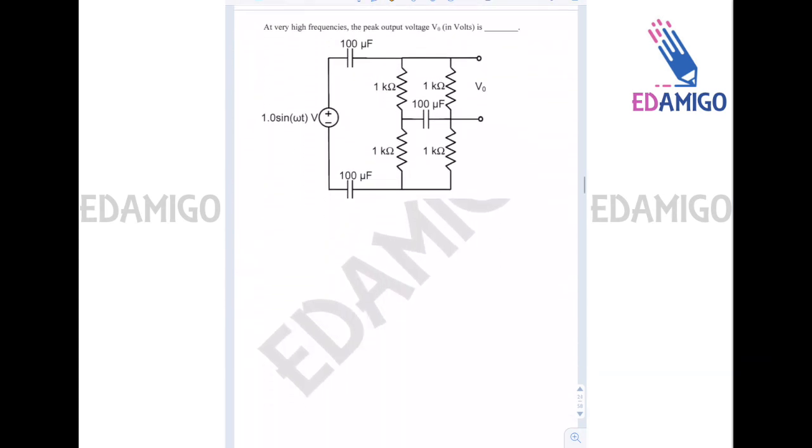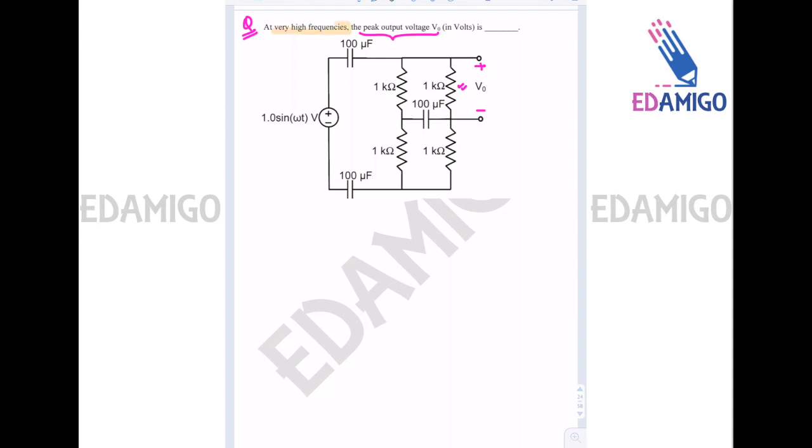Now let's move on to another question. A very simple question. It is given that we have to find the value of the peak output voltage. Our output voltage is actually across this resistance. Now, at very high frequency. What is the meaning of this?